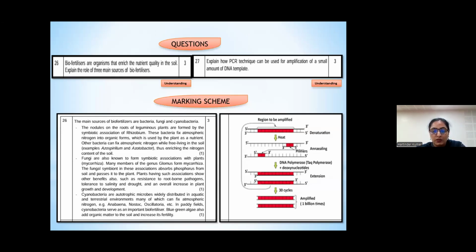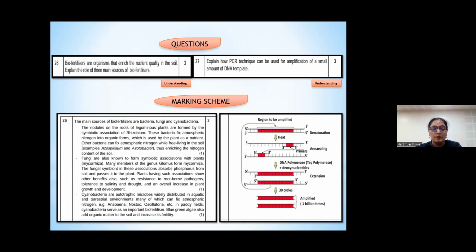These are again the long questions. Biofertilizers are the organisms that enrich the nutrient quality in the soil. Again, a question of understanding, because the child has to explain directly the roles of the main sources of biofertilizers. For example, the child knows about nodulated plants, cyanobacteria, and fungi. By giving examples only, by naming the organisms only, he or she has to give the answer.